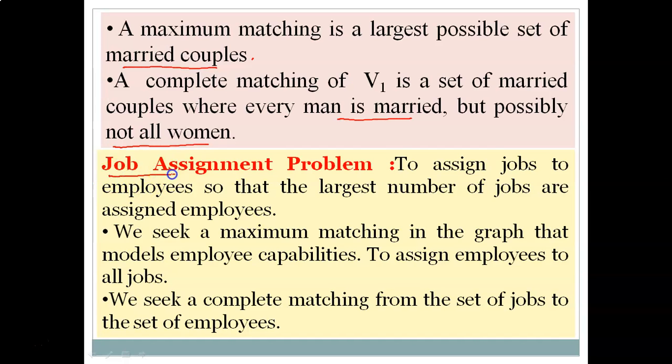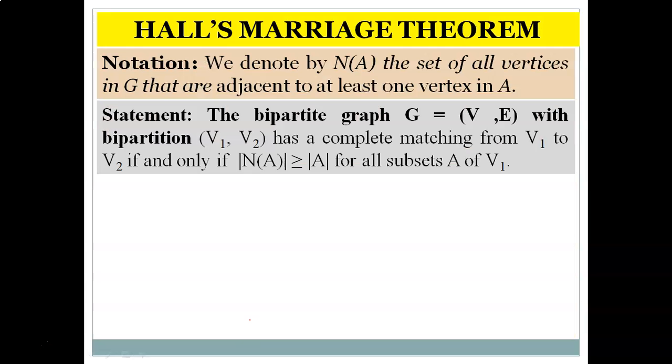And a similar situation can occur in a job assignment problem. A job assignment problem can also be considered as a bipartite graph to assign jobs to employees so that the largest number of jobs are assigned to employees. We seek maximum matching in the graph that models employees' capabilities. For example, in the marriage problem, there was the preference, and in the assignment of the job, there is the capability: which job a particular employee can perform with his best capability, then the second job which he can perform with slightly lower capability, and like that. So we can assign employees to all jobs. We seek a complete matching from the set of jobs to the set of employees in a job assignment problem.